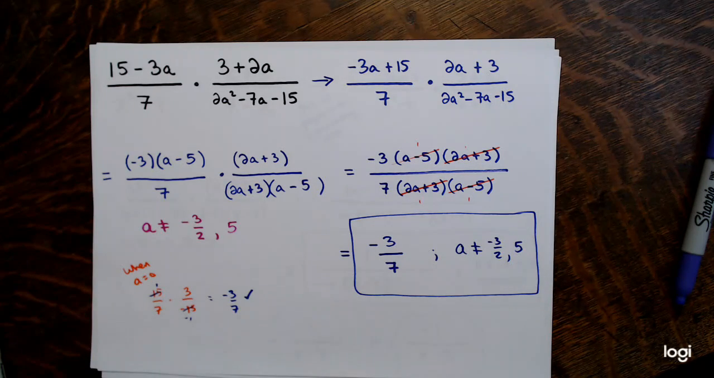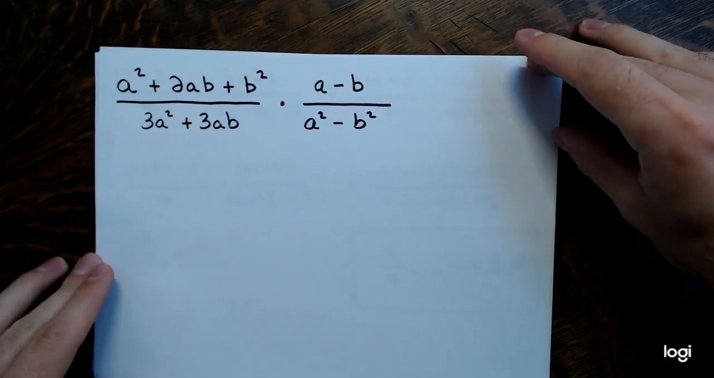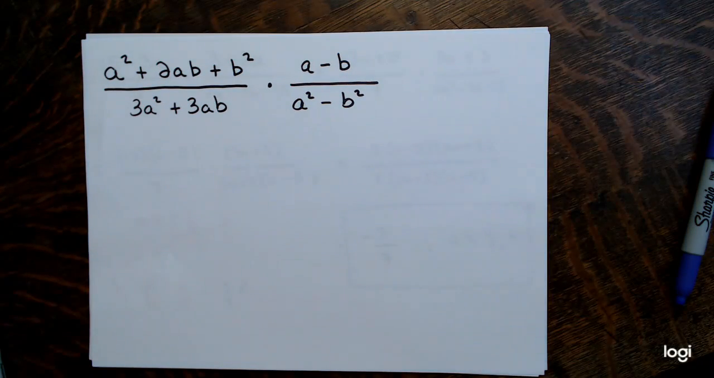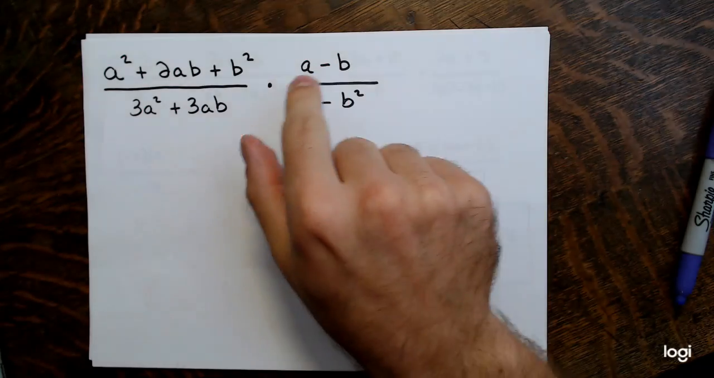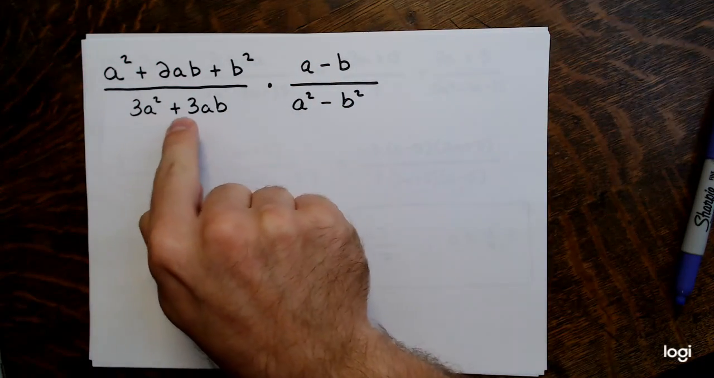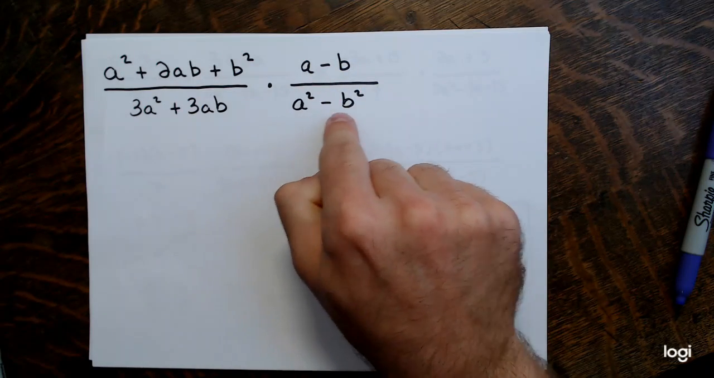All right, and then lastly here I have one example where there are two variables. So it's a little trickier, but not exactly. You're still doing the same procedure. I asked to multiply and simplify. I've got a squared plus 2ab plus b squared, right? So two variables, a and b, then divided by 3a squared plus 3ab, times a minus b divided by a squared minus b squared.